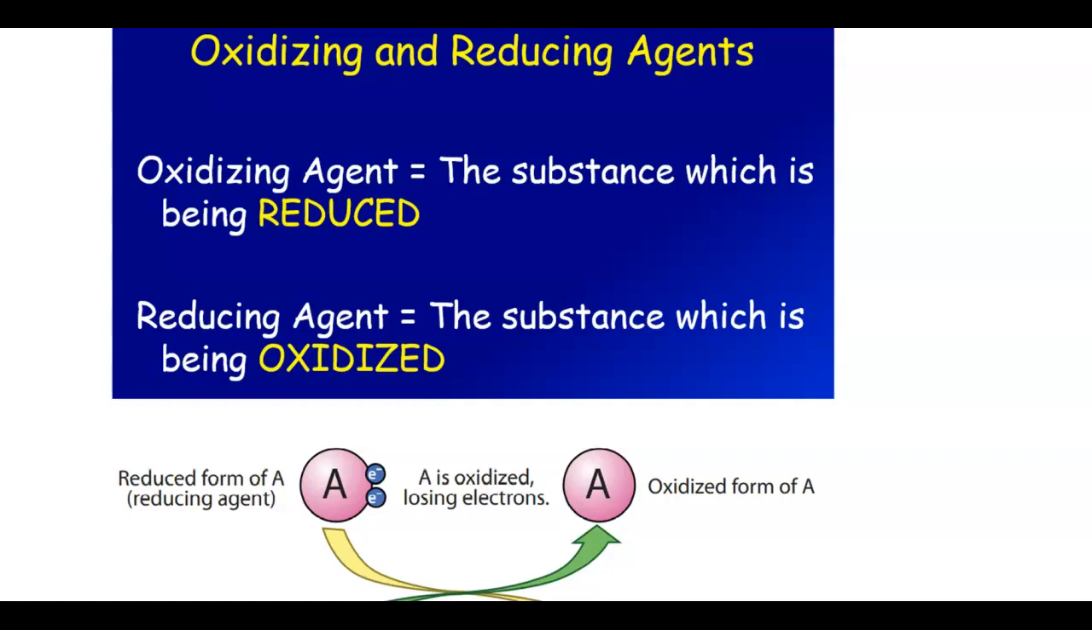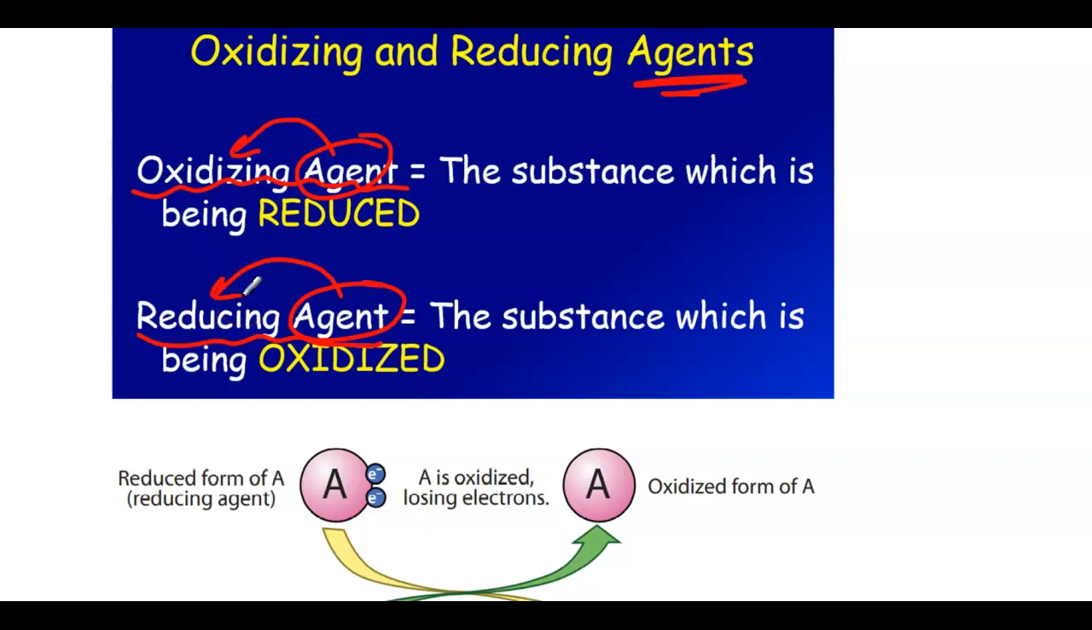All right, so oxidizing and reducing agents. These terms can kind of get confusing, but an agent is something that is helping. Like an FBI agent helps to solve a crime. So the agent is like the helper. When something is an oxidizing agent, that means it is helping oxidation. If something is a reducing agent, that means it is helping reduction.